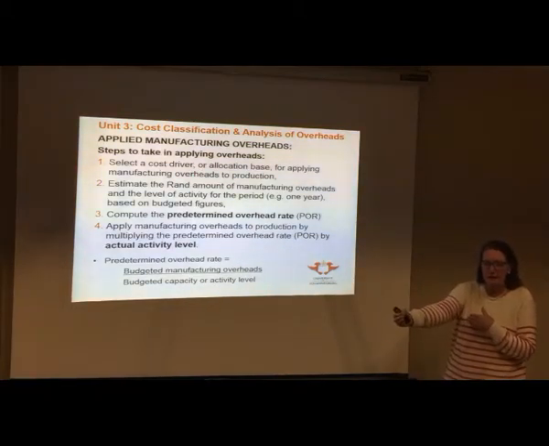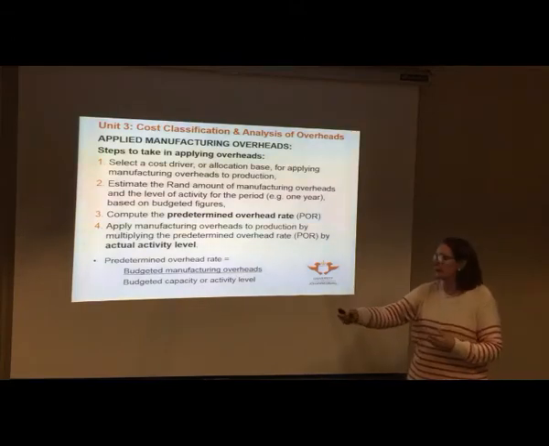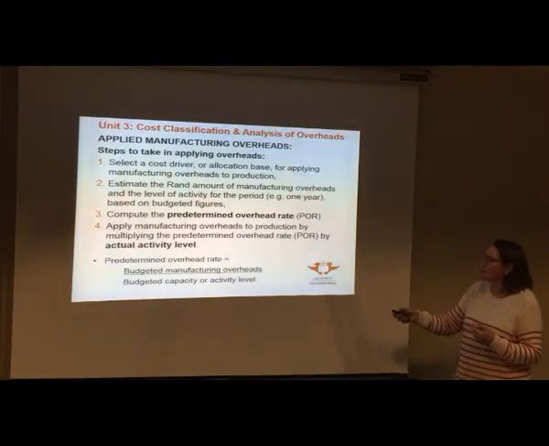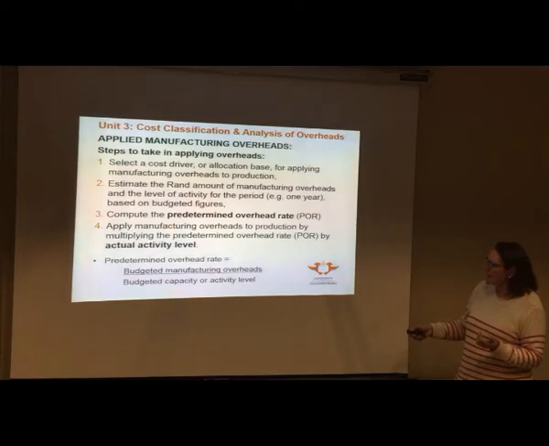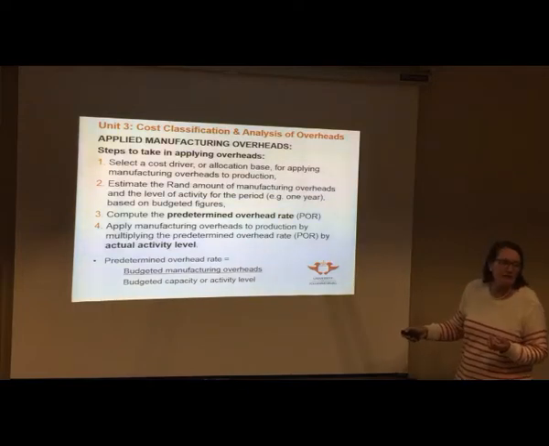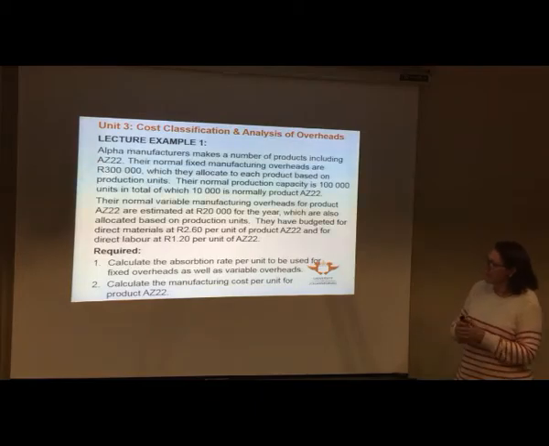As I say, if we've got a rental agreement for the whole year, we might know exactly what that is, but there will be other costs we have to estimate, okay? So we must estimate what the overhead is going to be for the period, which is normally a year. And then we compute the predetermined overhead rate by taking the overhead divided by the activity level. And then we take this predetermined overhead rate and apply it to production using the actual activity level. So that's where it gets quite complicated. But hopefully we're going to do an example now, yeah.